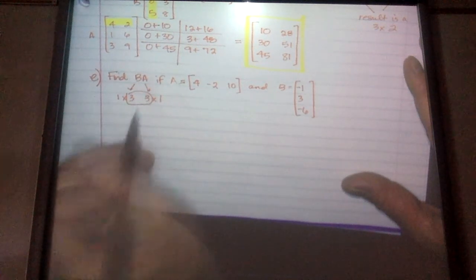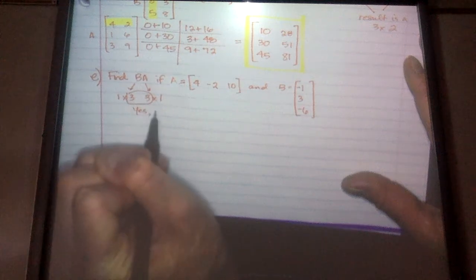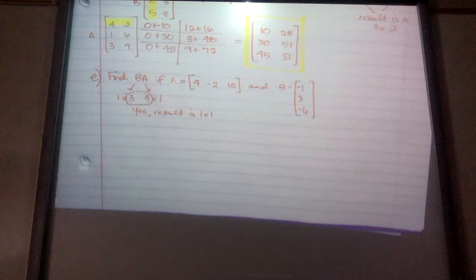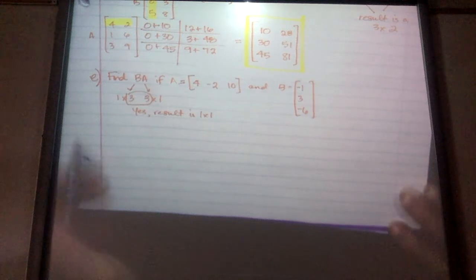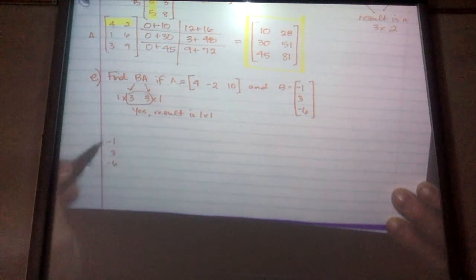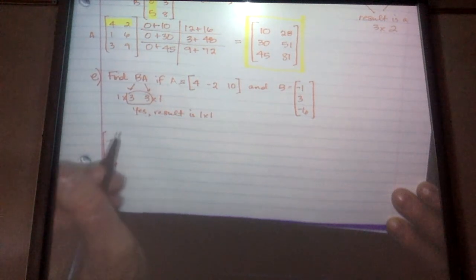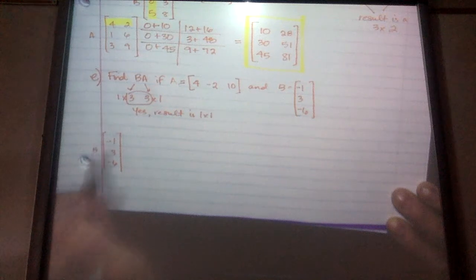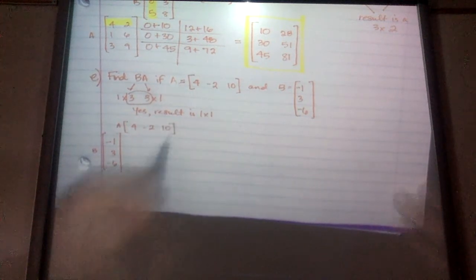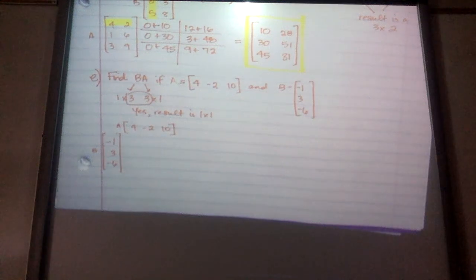So yes, I can do this problem, and my result is a 1 by 1. And we did one like that with you. So here's some shorthand. Since I know I'm doing B times A, I got B, -1, 3, -6. Right, that's B. A is 4, -2, and 10. And I'm multiplying them as we see.